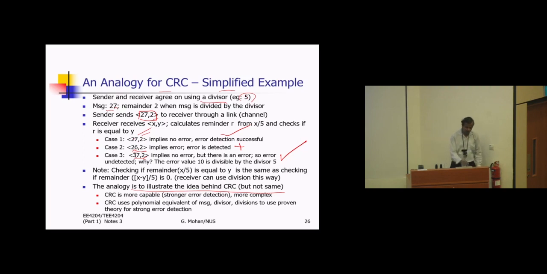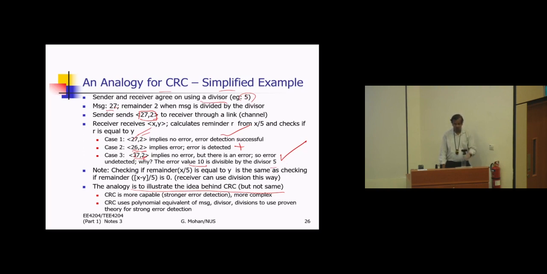It's a bad frame, right? Because the original data was 27. The receiver doesn't know that 27 was sent. But why does the receiver say it's a good frame? Because the remainder is the same: 37 divided by 5 gives the same remainder 2. Where is it going wrong? It's going wrong because the error value, the difference between 27 and 37, is 10, which is divisible by 5. The error value is divisible by 5.